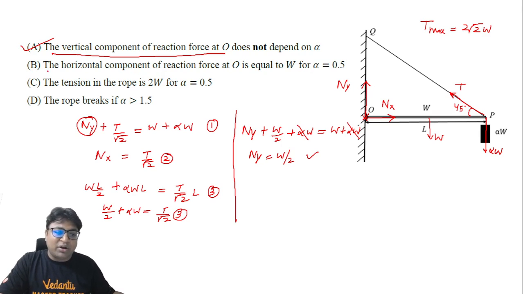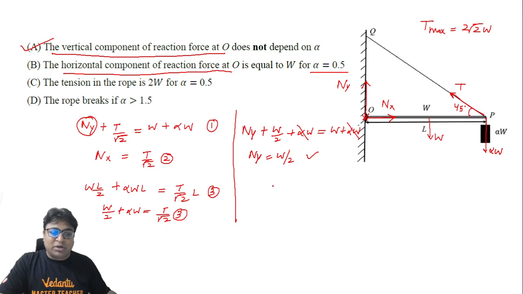Now going for option B, the horizontal component. We are talking about the horizontal component of reaction force at O. So we want to figure out the value of Nx, and for that we need the value of T, and also we have to solve for a specific value of alpha. All right, so let's first figure out the value of alpha that is allowed for this question.